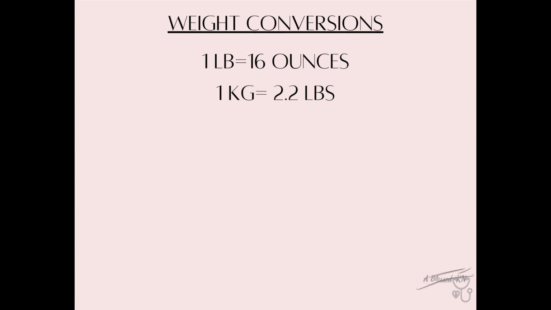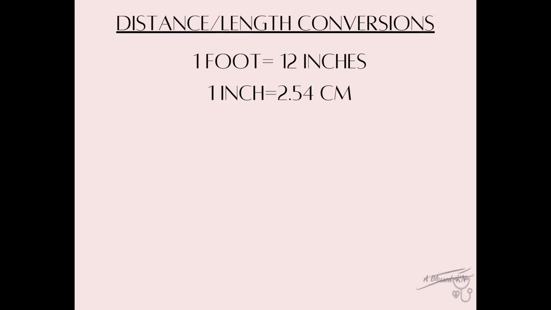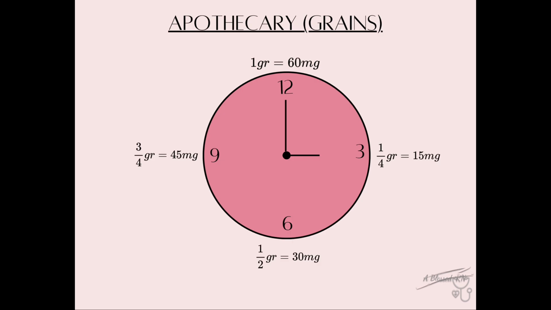Your conversions for your weights are 1 pound is 16 ounces and 1 kg is 2.2 pounds. Your distance or length conversions are 1 foot is 12 inches and then 1 inch is 2.54 centimeters. Last but not least is the apothecary measure of a grain.